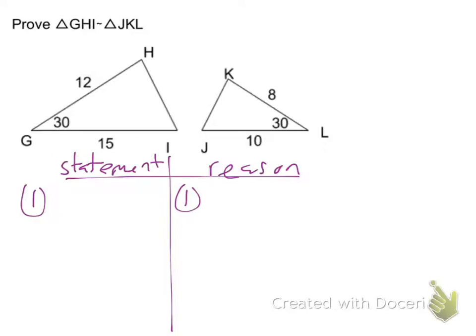So the first thing, you might want to state, I'm just going to save time. Instead of writing it all out, put triangles above. That's not the classic thing to do, guys. I don't want to spend all the time right now stating that GH is 12, GI is 15, angle G is 30, KL is 8, JL is 10, and angle L is 30. You should be stating all of that. The reason? Given. Does everybody follow that?